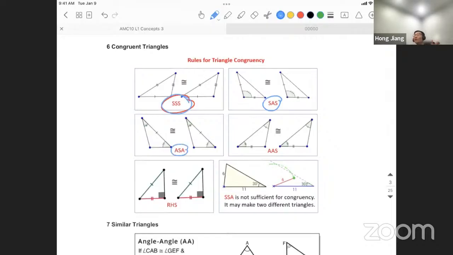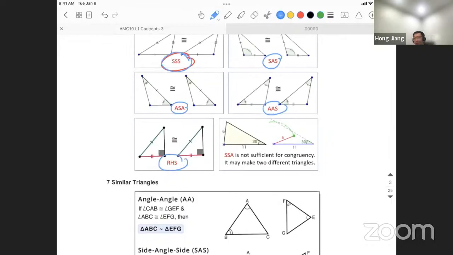ASA, angle, side, angle. Two angles and their included side, right? AAS, angle, angle, side. Two angles and the side opposite one of the angles. They're correspondingly the same, so two triangles will be congruent to each other. And especially for right triangles, if you have the hypotenuse and a side that are the same, of course, two right triangles are automatically congruent, because you already have a right angle. So it goes to either ASA or AAS. Either way, you can make sure two right triangles are congruent to each other.